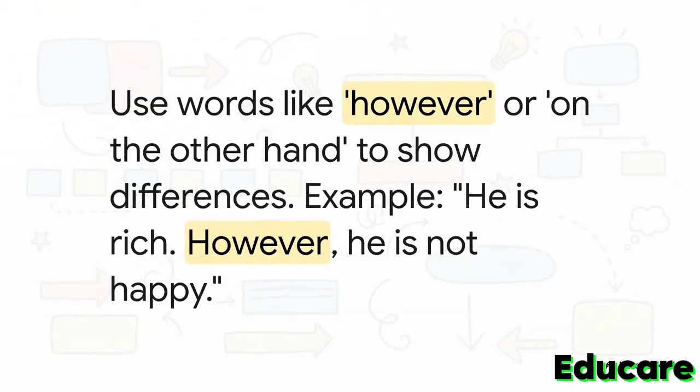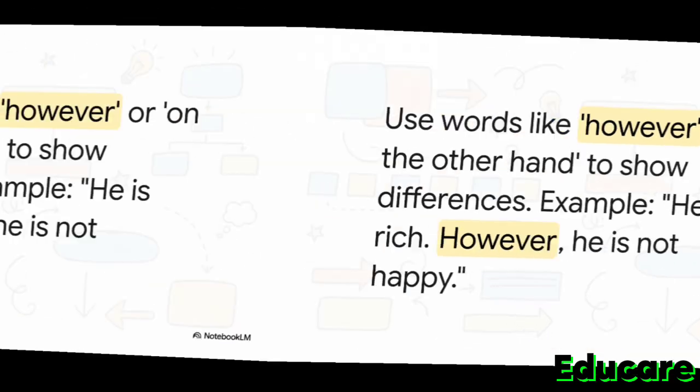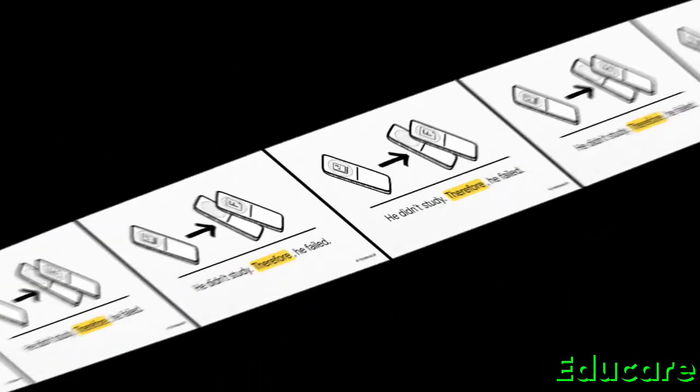Next up, we've got contrast. This one is perfect for when you need to pivot or introduce an opposing idea. That one little word, however, is such a powerful signal. It tells your reader to get ready for a sharp turn, creating this really interesting and logical tension between two ideas.